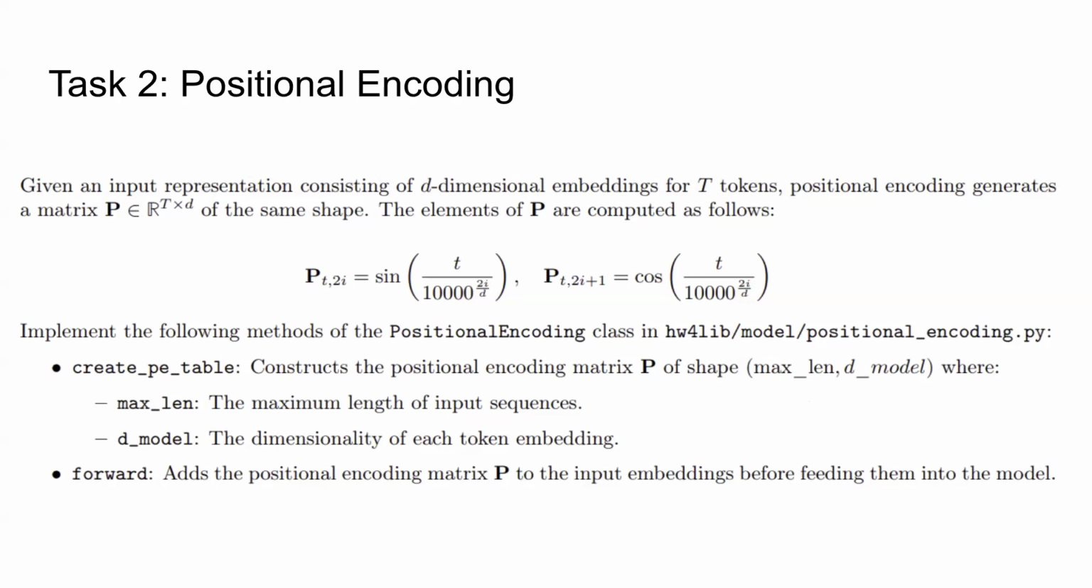If it's not of the shape 1 comma max length comma D model, it won't be broadcastable and it will throw some shape errors. And in the forward function, you will be using the positional encodings where you will add them to the input embeddings before feeding them to the model.